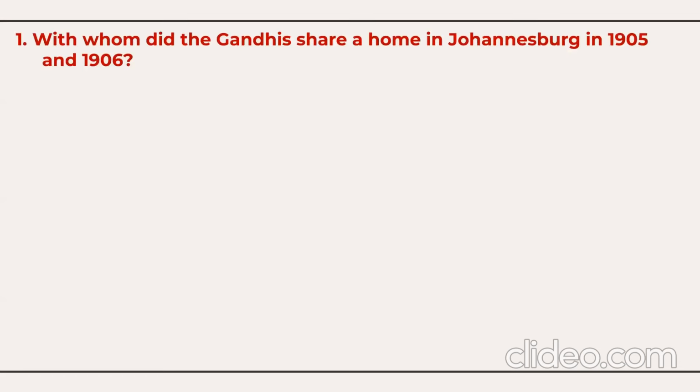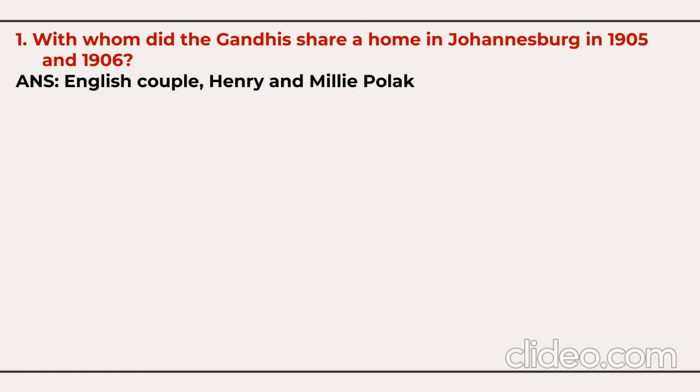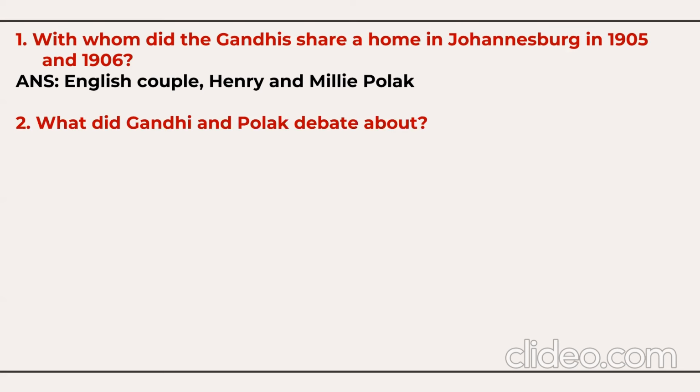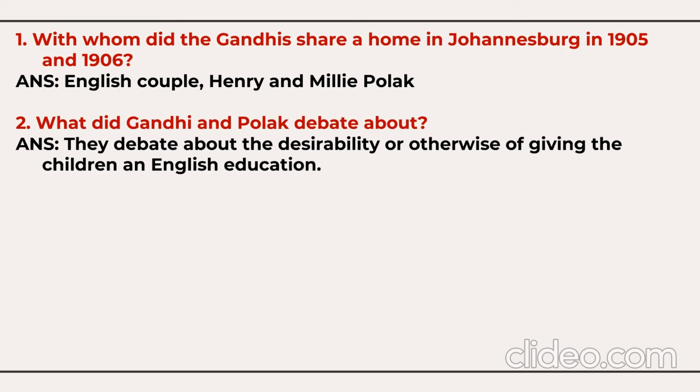With whom did the Gandhis share a home in Johannesburg in 1905-1906? They shared a home with the English couple Henry and Millie Pollock. What did Gandhi and Pollock debate about? They debated about the desirability or otherwise of giving the children an English education.